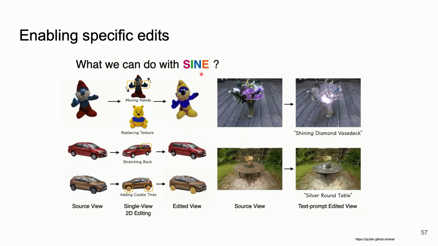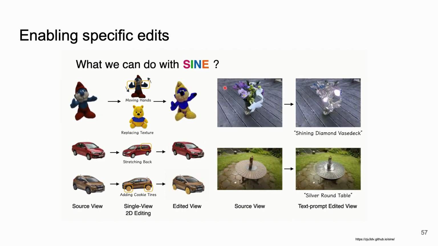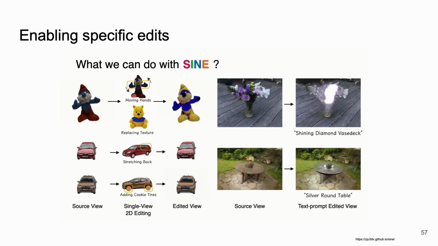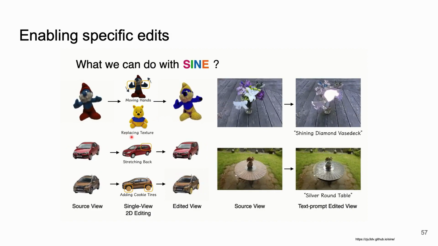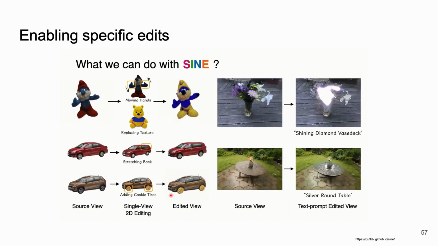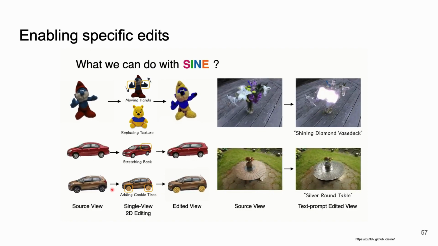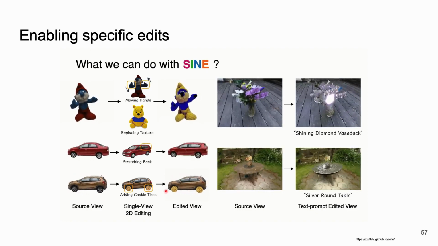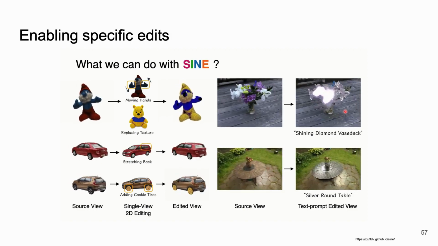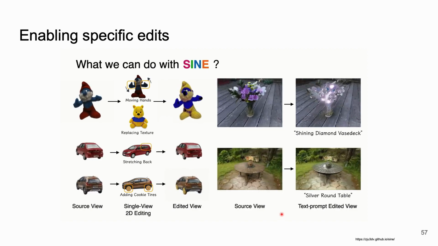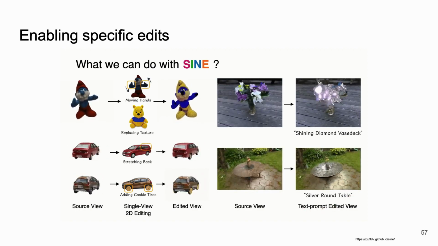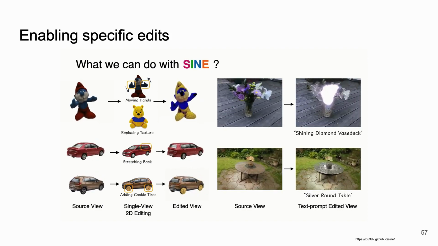Another example is called SIGN, which is very impressive. We have the input 3D representation, and we want to move the hands, or we can replace the texture here, and we can also stretch the back like this. This kind of editing is based on text input. Or we can make this realistic scene into a shining diamond vase deck, and we can also manipulate the source views into a silver round table by inputting a text prompt for editing.